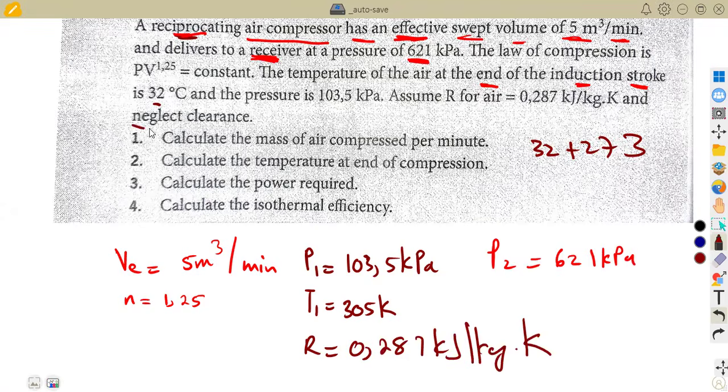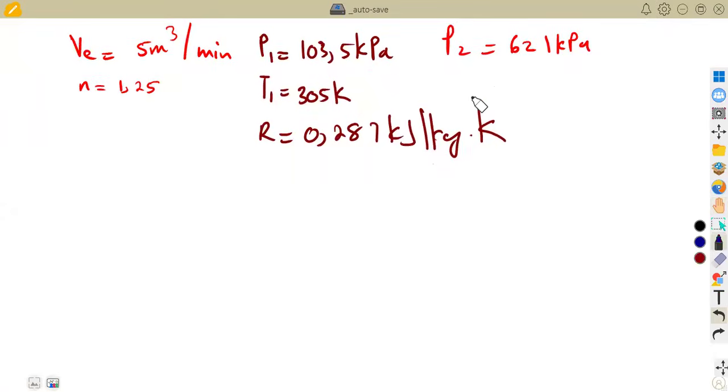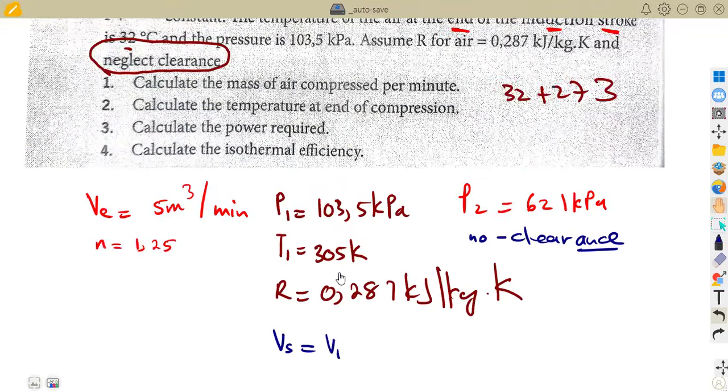Neglect clearance. Do not include the clearance, meaning there is no clearance there. And we understand that if the clearance is not given, it means Vs is equal to V1, the swept volume. Remember that diagram concept, guys, I talked about that. That is what it means. The clearance is not there. Okay, but is it about V1? Is it about the swept volume? We don't know. Let's see.